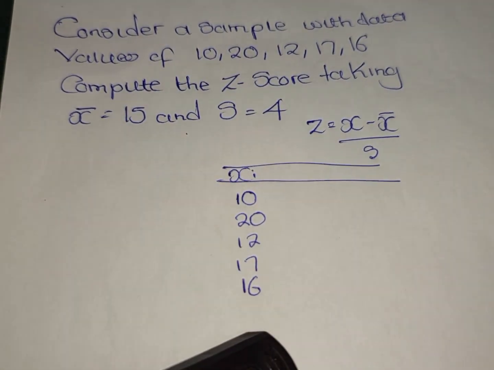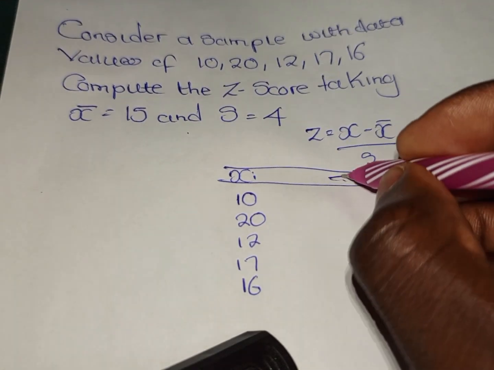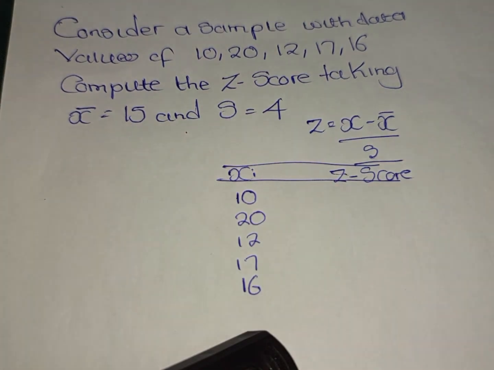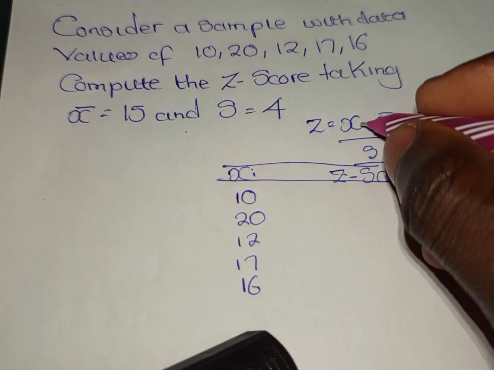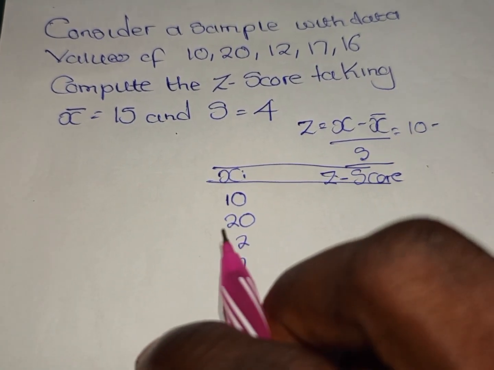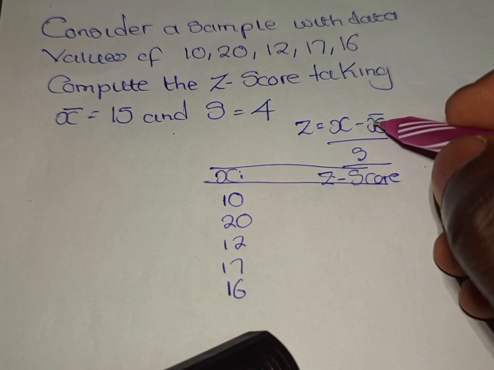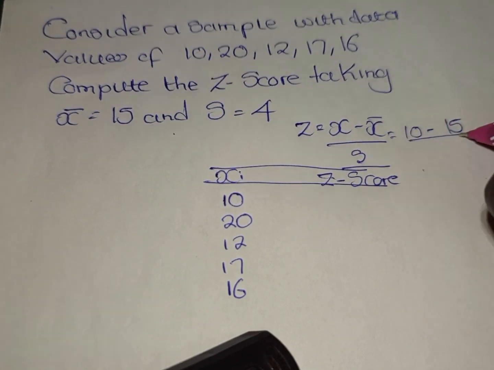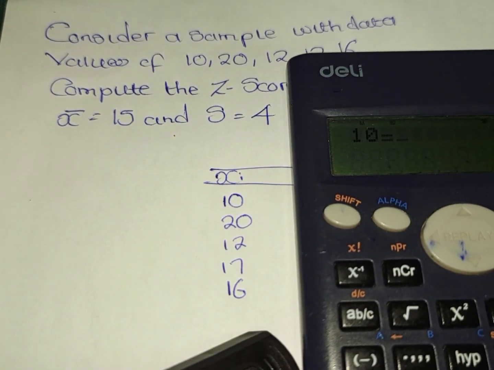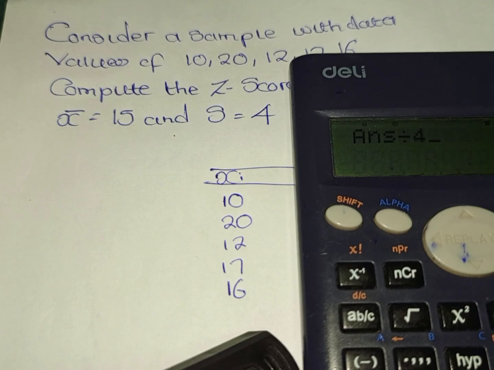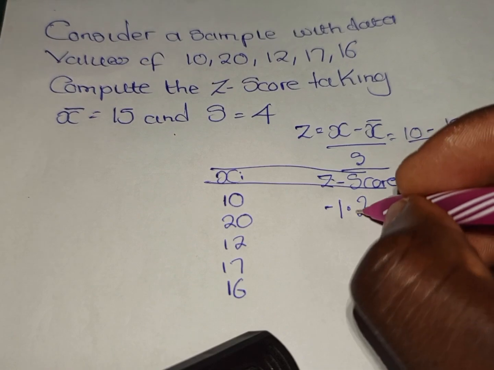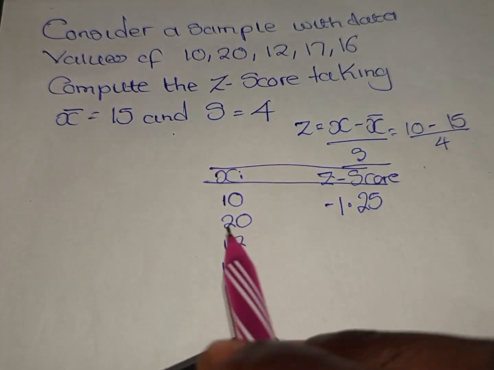So let us now compute the z-score. For you to compute the z-score of element 10, you will do 10. Remember, 10 is the element, so you put 10 minus the mean, which we know for sure is 15, and you divide this by 4. So you will get your calculator, you will say 10 minus 15 divided by 4, and you get the value to be negative 1.25.